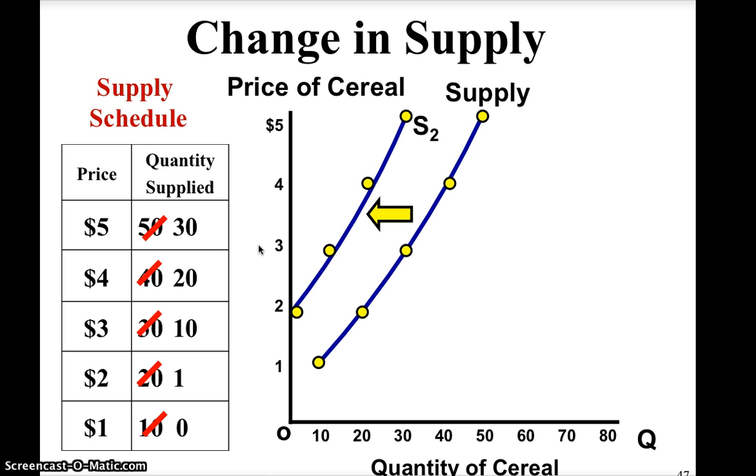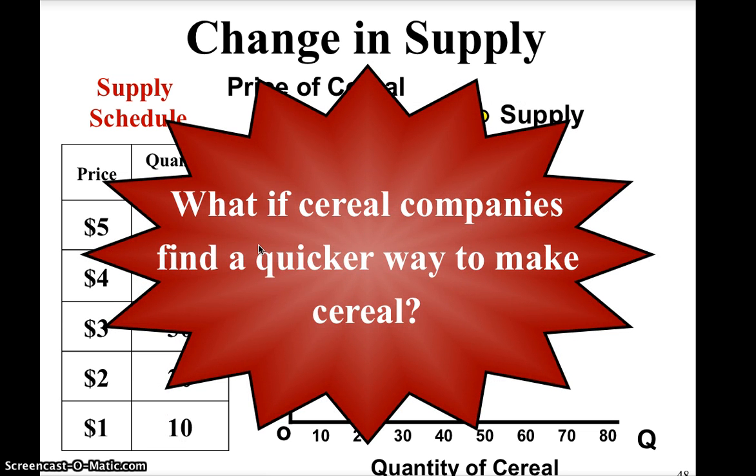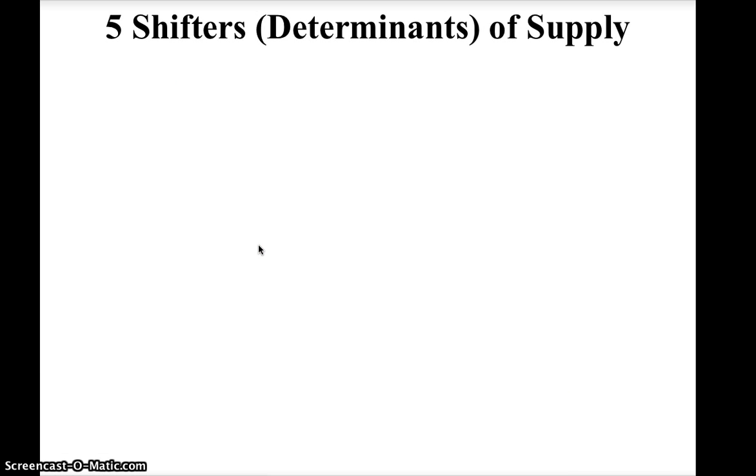Notice that if you weren't thinking about left and right, it would actually look like supply was slightly increasing just because of where the curve is placed. So again, I implore you to think about shifts in terms of left being a decrease and right being an increase. Prices didn't change, but there is less cereal produced. What if cereal companies find a quicker way to make cereal? Well, technology and productivity are going to increase the supply of cereal, as I'm sure you thought.